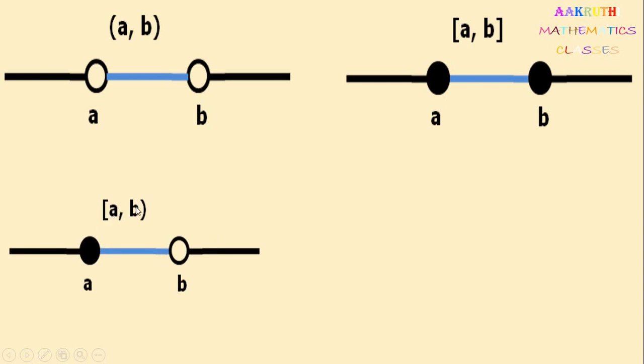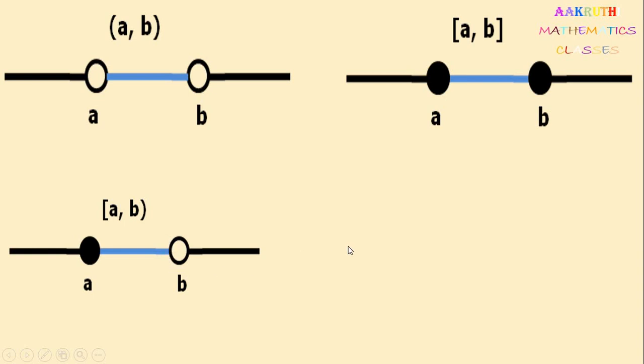Next it is closed at A and open at B, [A, B). Now here A is included but B is not included. That is, A is included. You have to shade A. You should not shade B. So therefore, it is the numbers in between A and B, including A. It is from A up to B.